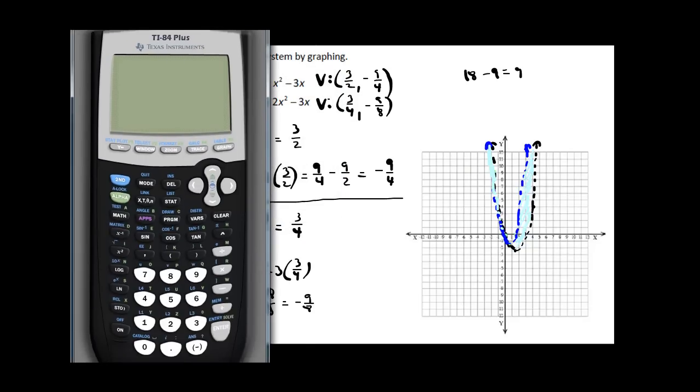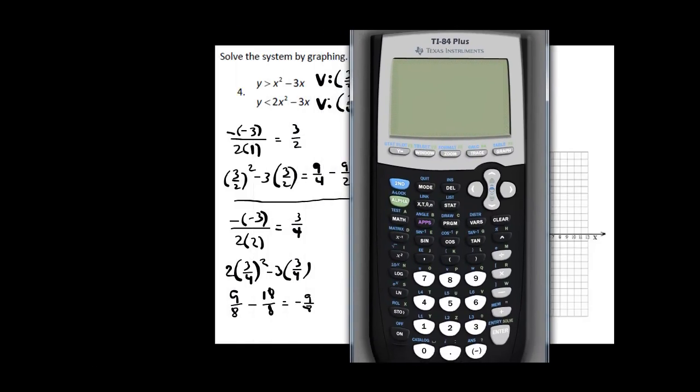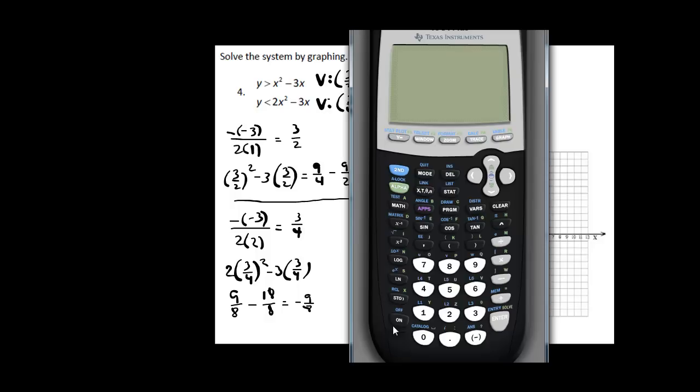So what I'm going to do is use this graphing calculator, enter these in here, and show you what it would look like. So it's greater than, so we're going to put this to the arrow pointing up. So it's going to be x squared minus 3x. Then down here it's less than, so I'm going to go over, hit it a few times, and it's going to point down. It's less than, so 2x squared minus 3x. Then I'm going to graph those two.